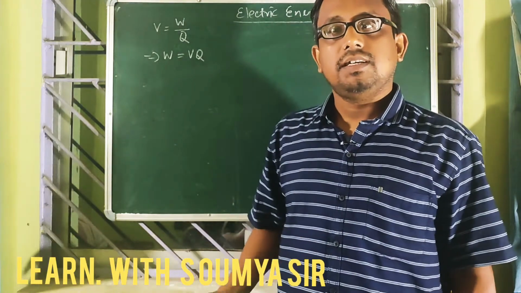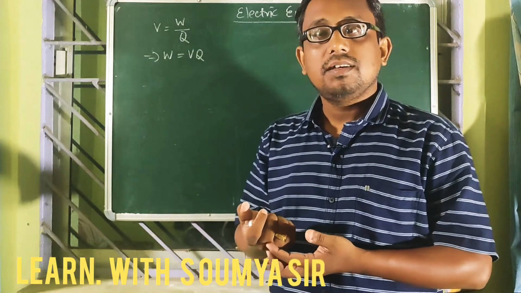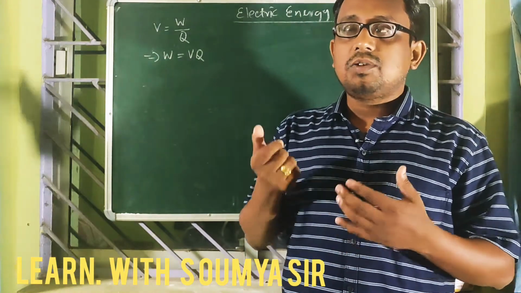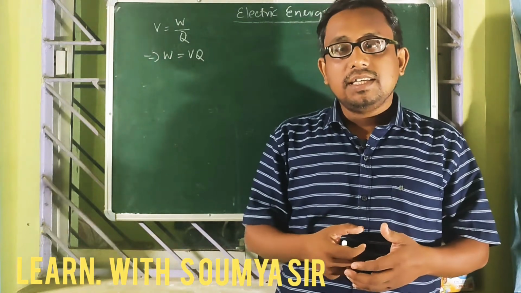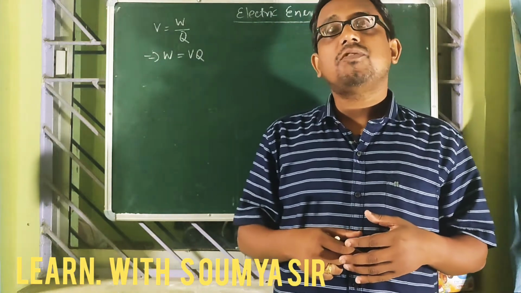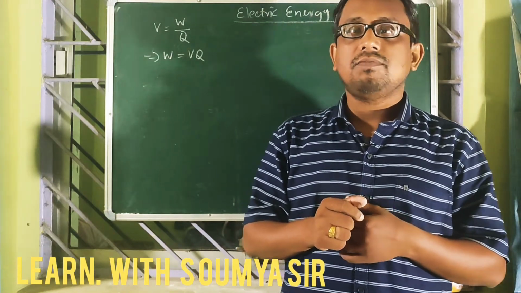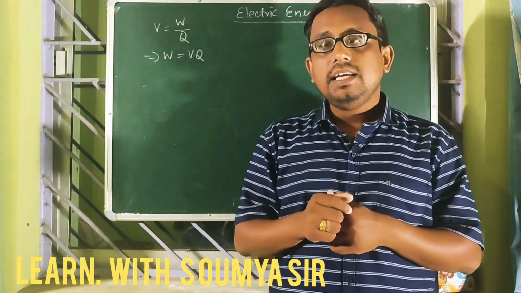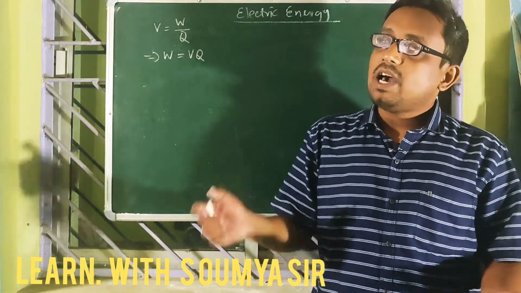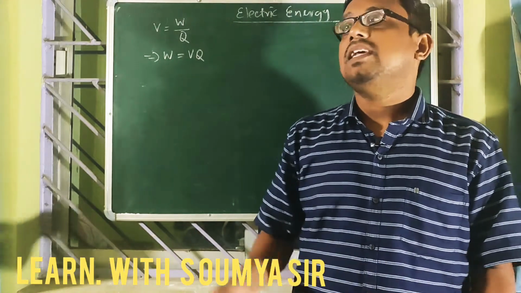So where is the work done? The work is done to transport electrons in the electric circuit. Clear? When electrons flow from the negative terminal to the positive terminal of the battery in an external circuit, at that time some work is done. That work is done by electric energy.